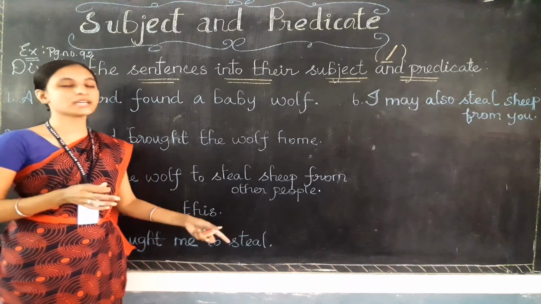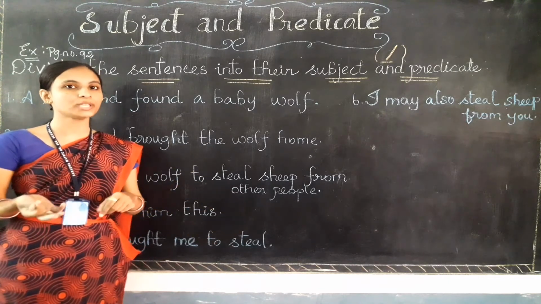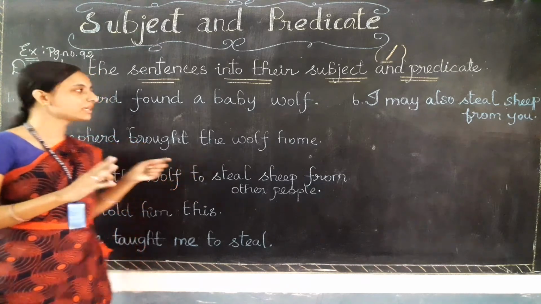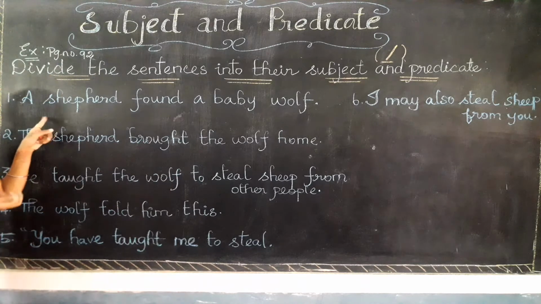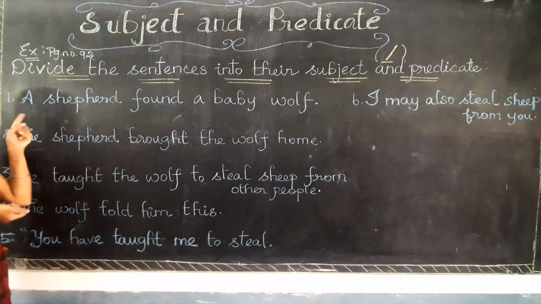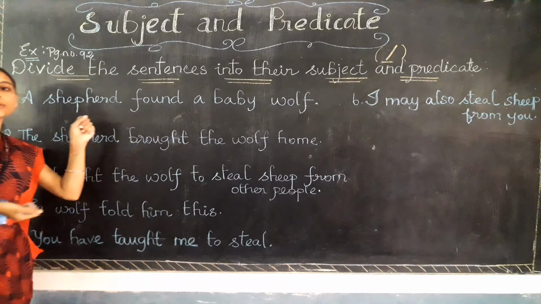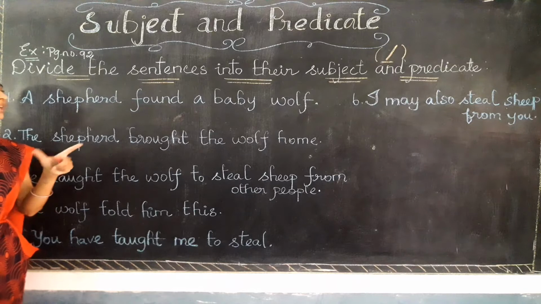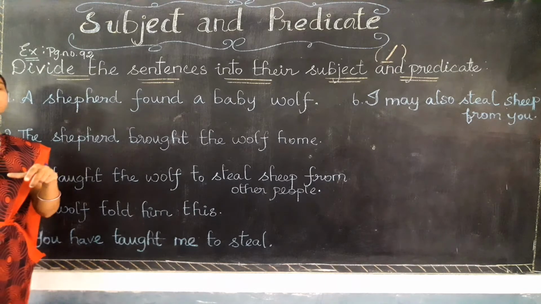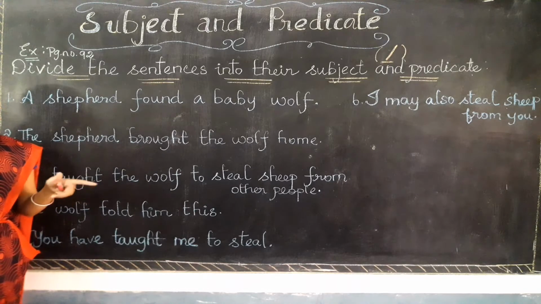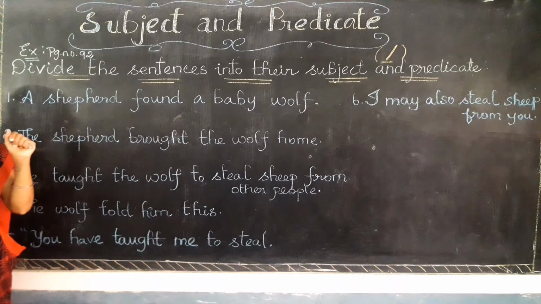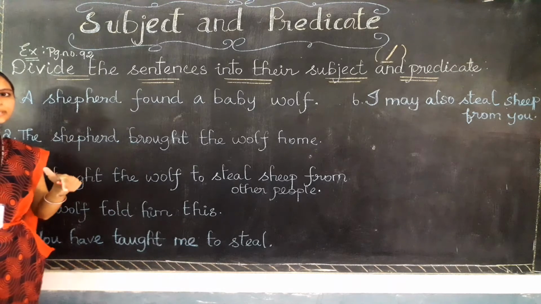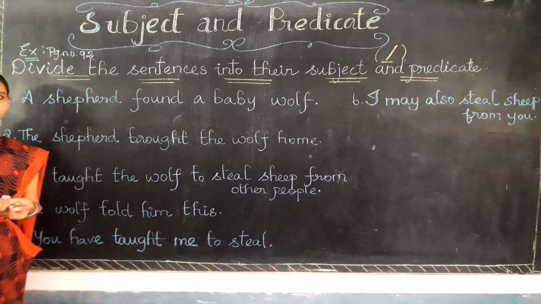These sentences are taken from a story about the shepherd and the wolf. Let's read out the question first. The first one: A shepherd found a baby wolf. Shepherd means the person who takes care of the cattle, the one who tends the sheep and cows. So a shepherd found a baby wolf from the forest.